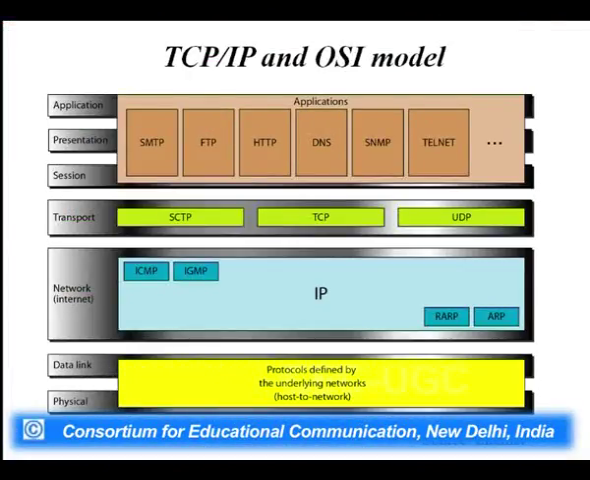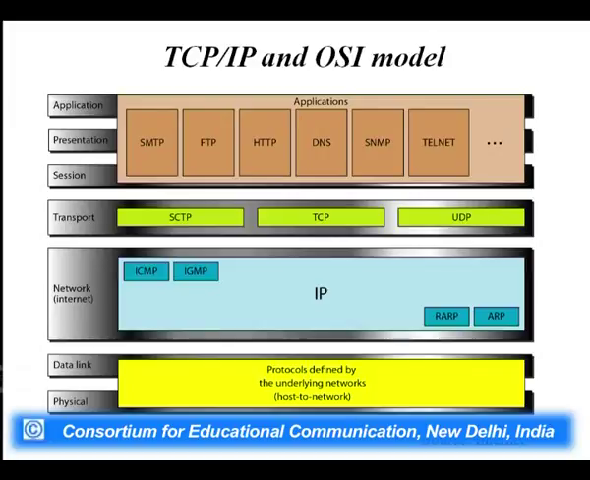Now, if you look at this diagram, on the left we have all 7 layers of the OSI model: physical layer, data link layer, network layer, transport layer, session layer, presentation layer, application layer. In the TCP/IP model, the lowest is the host to network interface, then over that we have IP. The host to network interface means both the data link layer and physical layer combined. Then we have the IP layer where ICMP, IGMP and other protocols run. Over that we have the transport layer, where we mainly have TCP and UDP, and over that we have applications running.